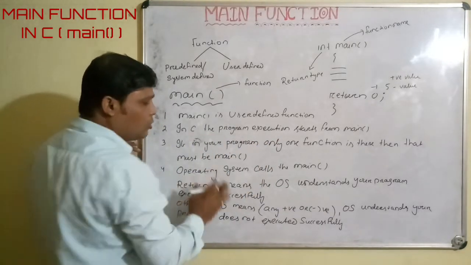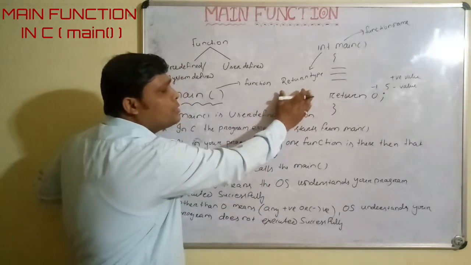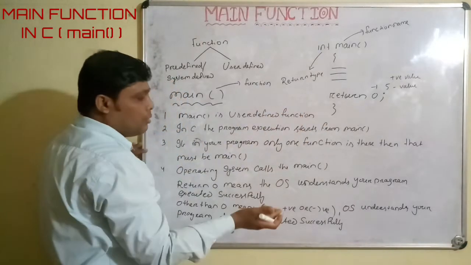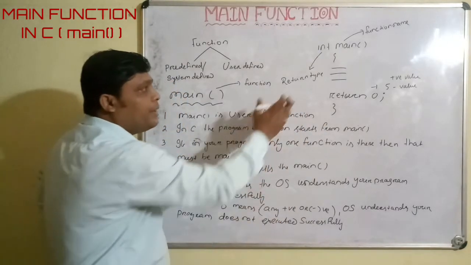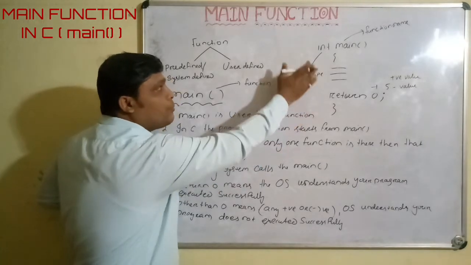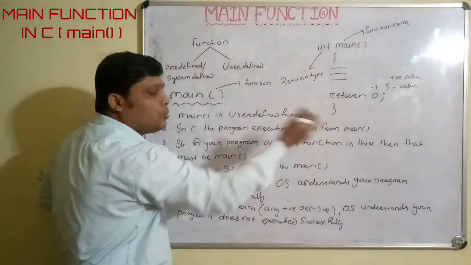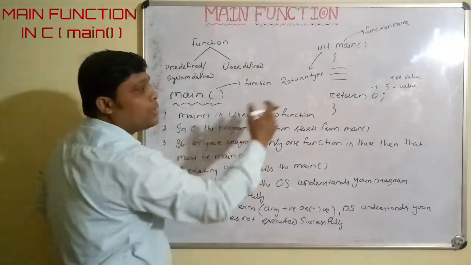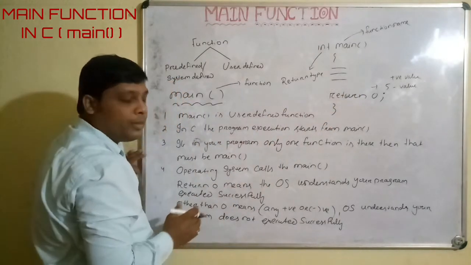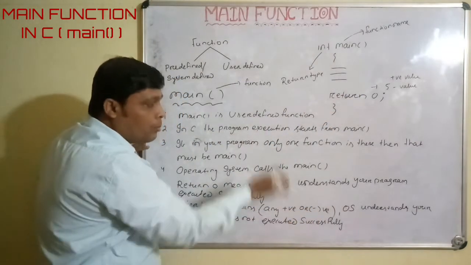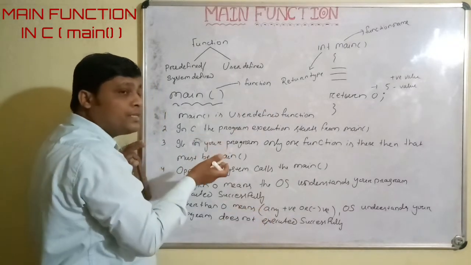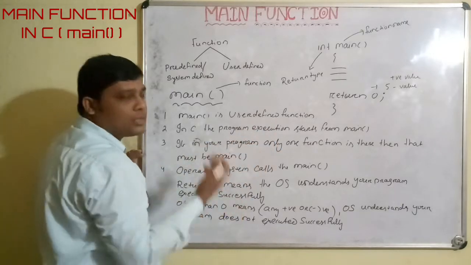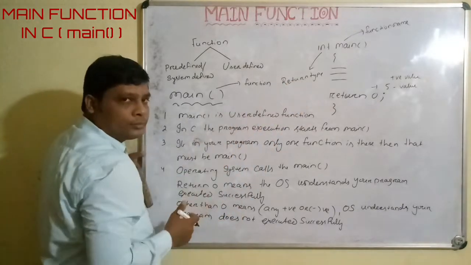Clear? So suppose your operating system is doing some work. Depending upon the successful execution of main, the operating system will do some work. Then the problem will arise if you are returning other than 0. Because if you return other than 0, the program will execute successfully, but the operating system will understand that your program executed with some error, not successfully. So it will not do that work.